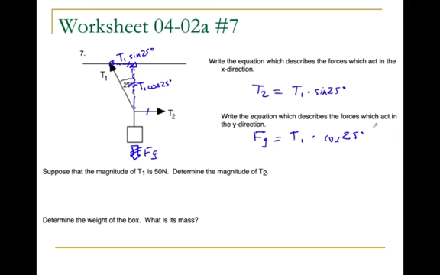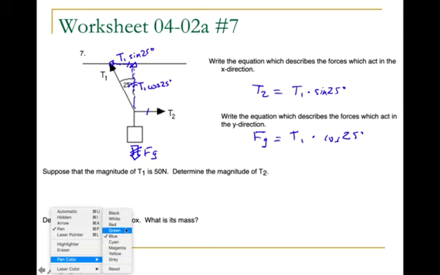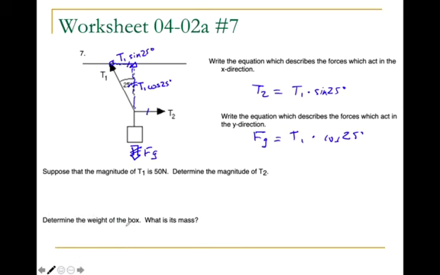Let's see. Suppose the magnitude of that is 50. Determine the magnitude of T2. All right, so now they actually give us numbers. So what if this is actually 50 newtons? If you quick use your trig, you'll discover that the top is equal then to 21.1 newtons.